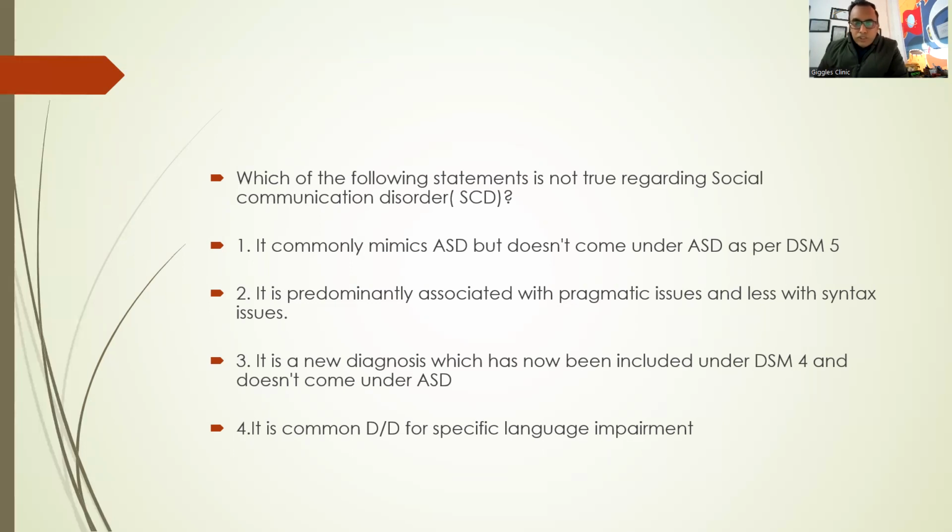So, which of the following statements is not true regarding social communication disorder? The first is it commonly mimics ASD but doesn't come under ASD as per DSM-5. It is predominantly associated with pragmatic issues and less with syntax issues. It is a new diagnosis which has now been included in DSM-4 and doesn't come under ASD. It is a common differential diagnosis for speech language impairment. So which of the following is not true?